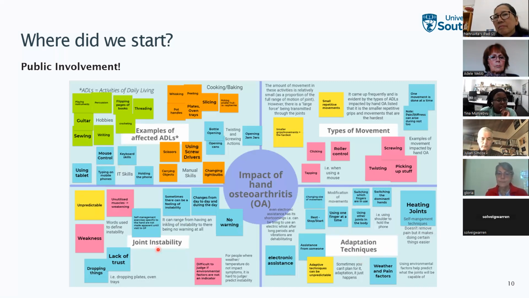But we also focused on a really big area, which was joint instability and what that actually looks like from a lived experience perspective. So yeah, this was just a really fun way of getting the public contributors and the engineers in one room and just talking more widely about the lived experience.